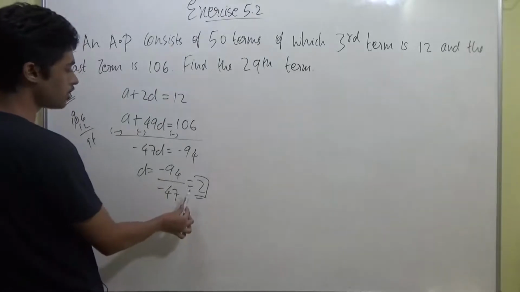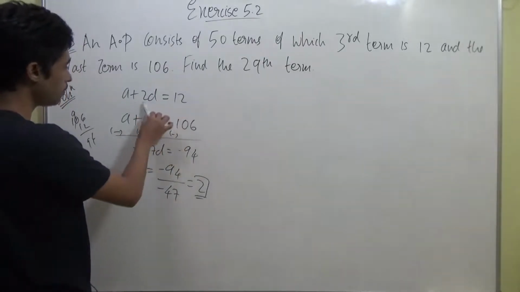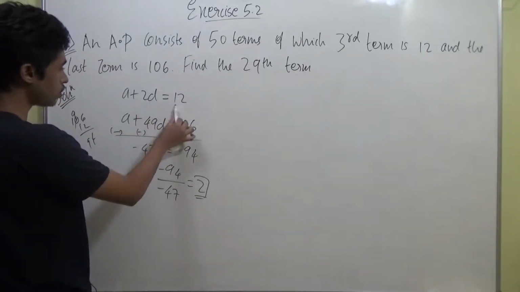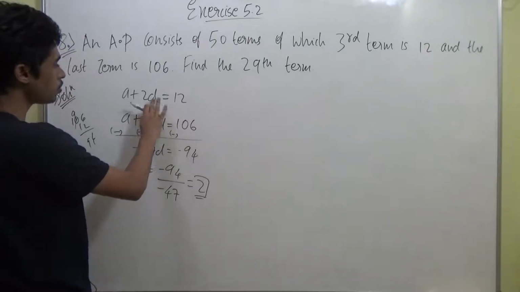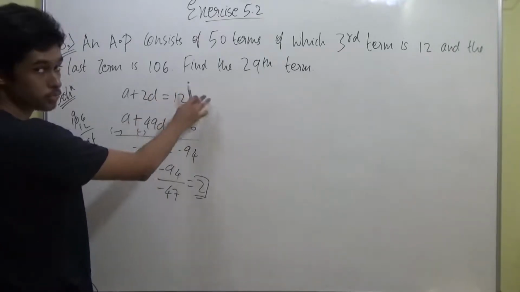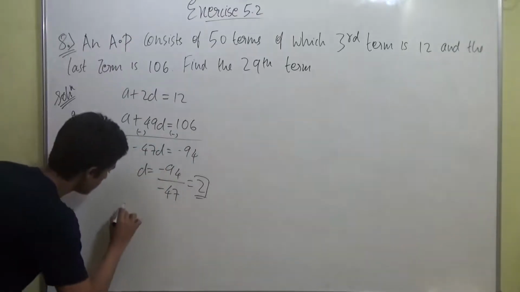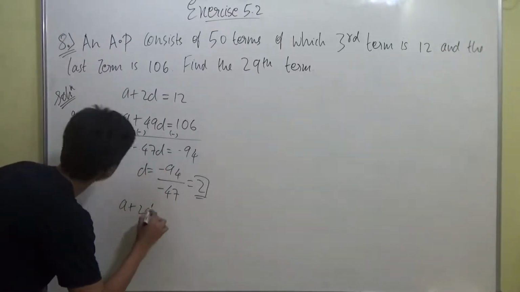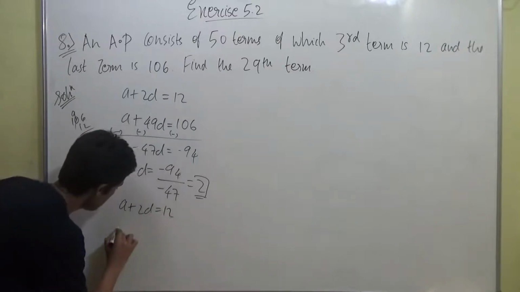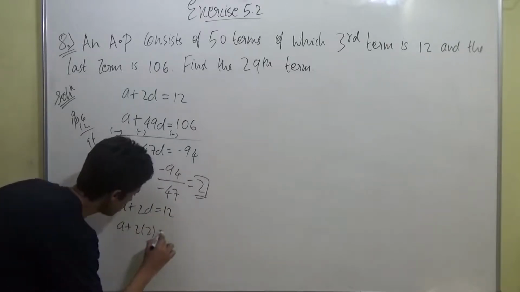Now if I put back the value of d into the first equation, I'll get a plus 2 into 2, 4, equal to 12. That is, a will become equal to 12 minus 4. When I take this 4 to RHS, it will become 12 minus 4. So a equal to 8. Correct, right? A plus 2d equal to 12, right? A plus 2 into 2 equal to 12.